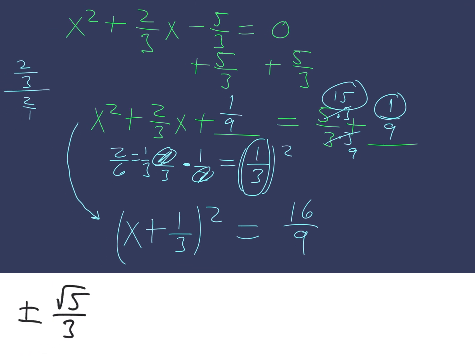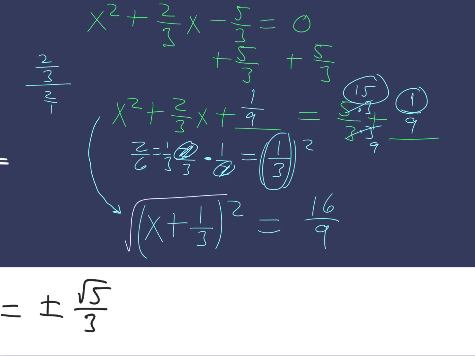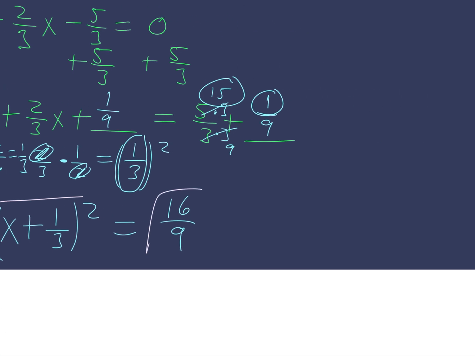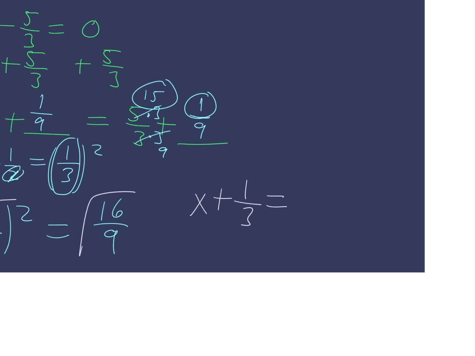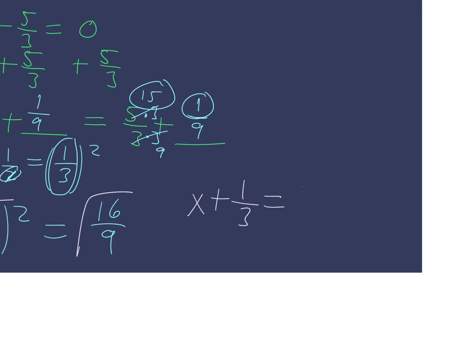Okay, and then after this, what's the last thing we do? Okay, good. Square root. And then I get x plus 1/3 equals what? Plus or minus 4/3. 16 over 9 is a perfect square. You can square root the top, square root the bottom. And then now what's the actual last thing that we do? Good, right? Subtract the 1/3.